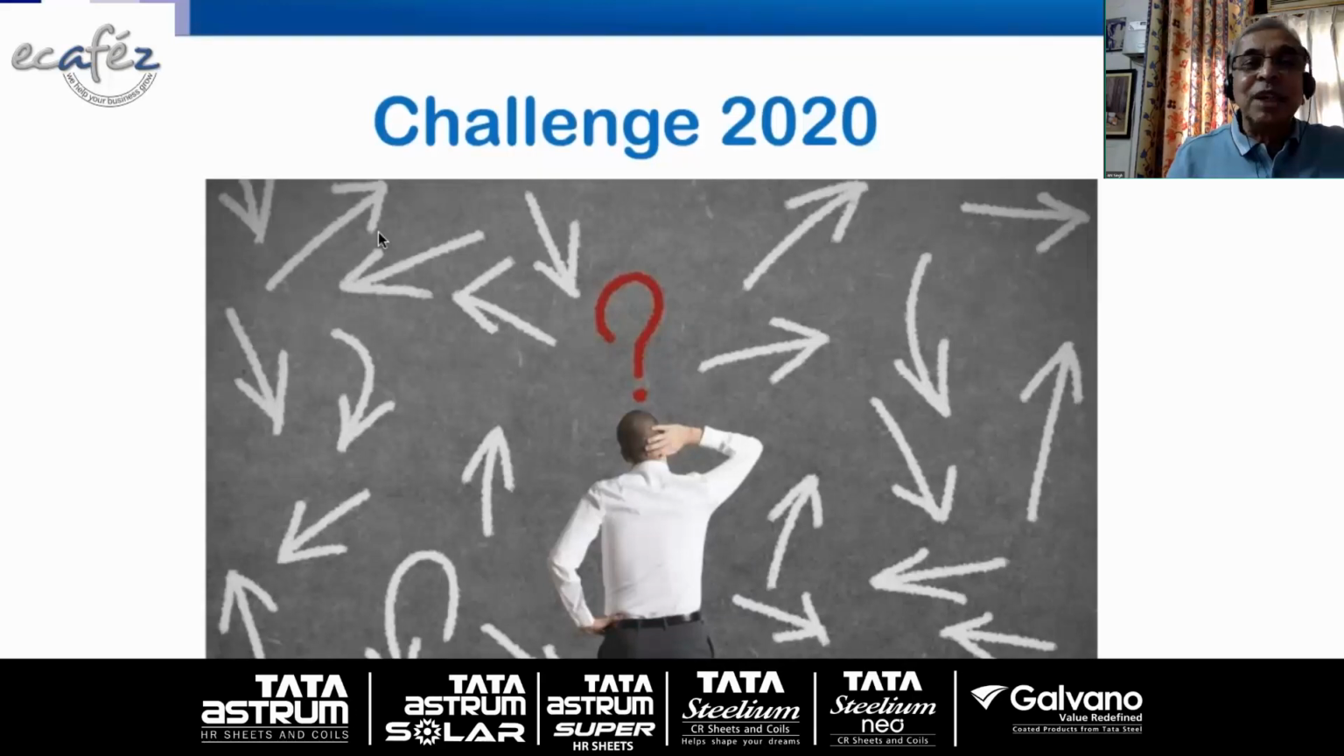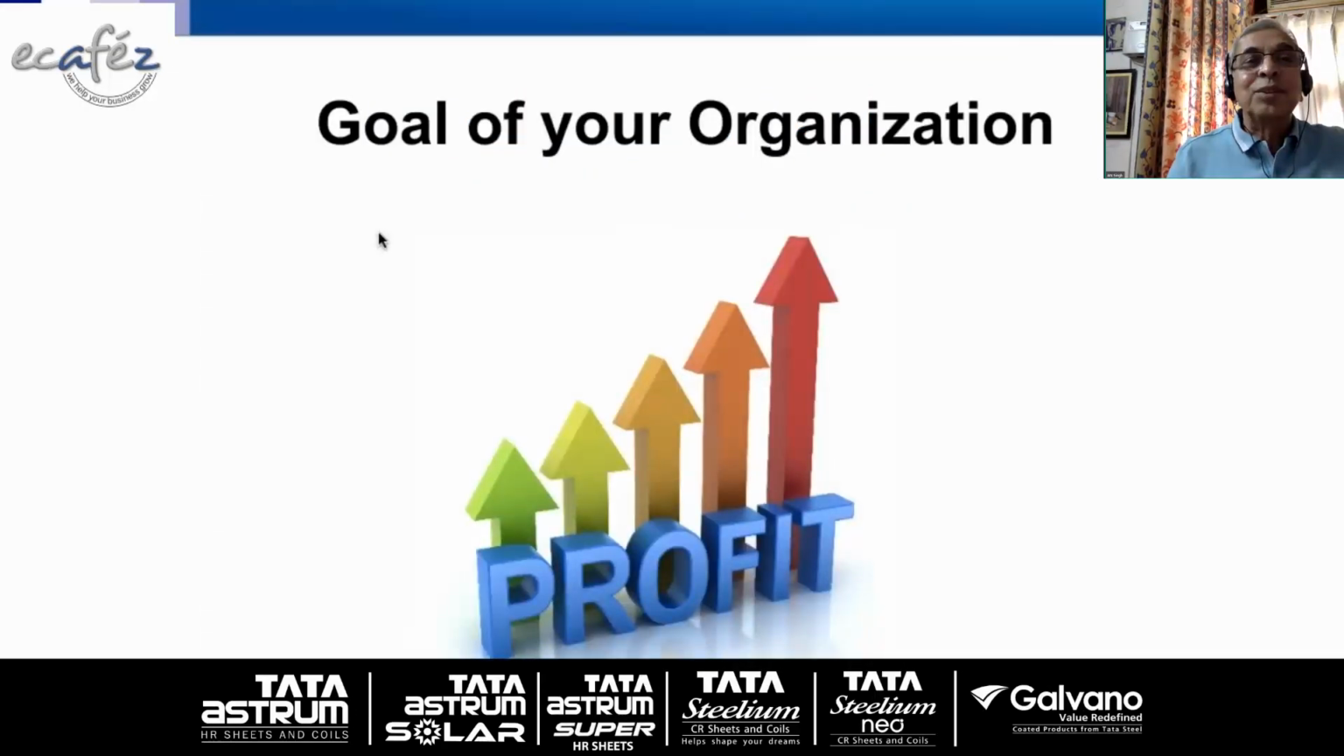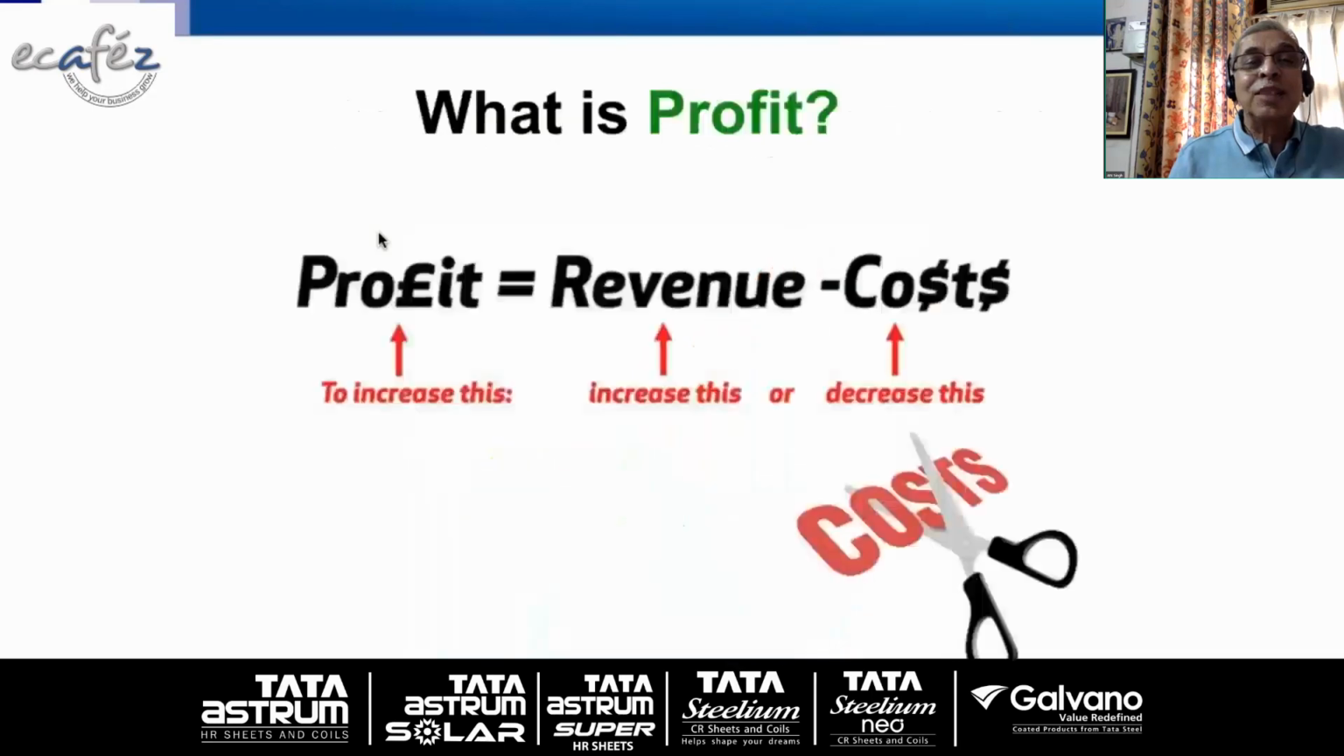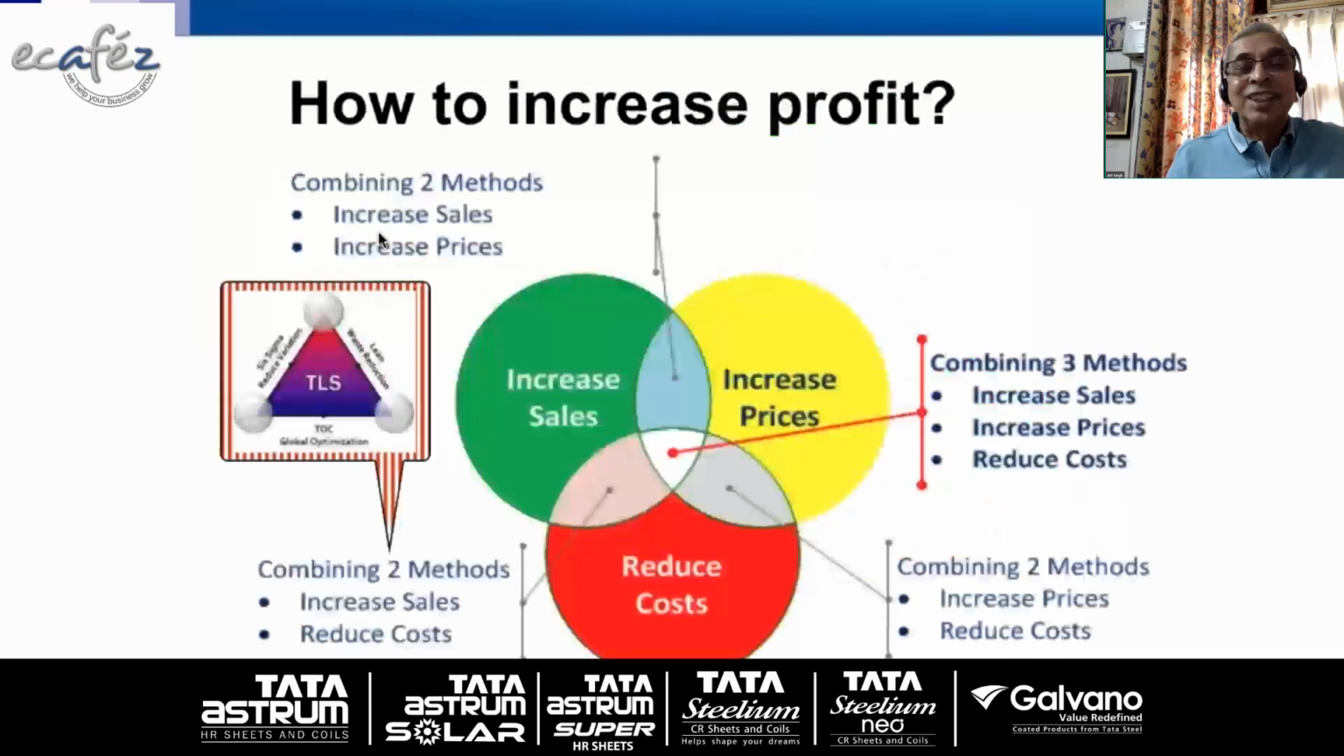So, starting with what is the challenge of 2020? The goal of every organization, and every employee knows this, is to continuously and consistently enhance profit. So what is profit? The model is very well known. To increase the profit, we have to increase the revenue and decrease the cost. This is a very simple equation. But how to increase profit? There are three variables: increase sales, increase price, or reduce costs.